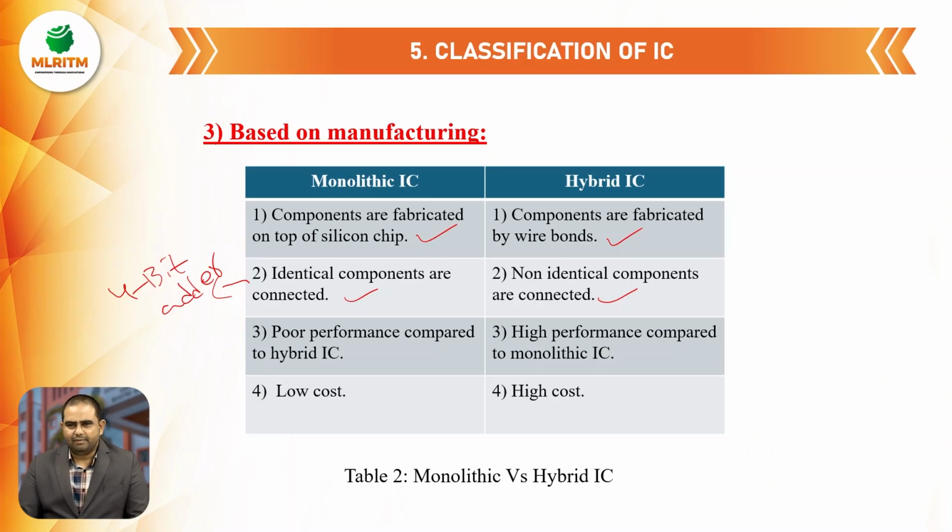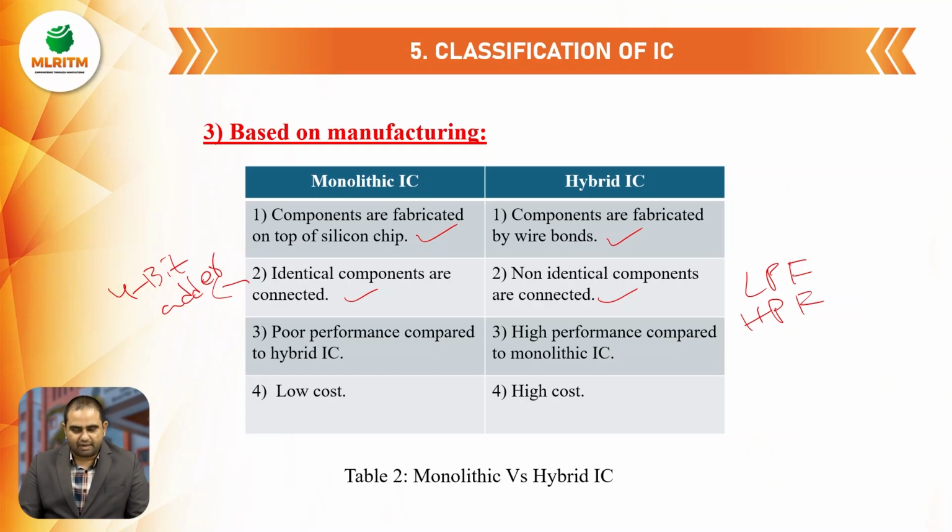Coming to the hybrid IC, if we study wideband filters, there we connect a low pass filter along with a high pass filter. Both are different and their working is different. So two different components are connected for a single purpose. That we can write as an example for hybrid IC. That is the meaning of non-identical components being connected. For monolithic, identical components are connected.